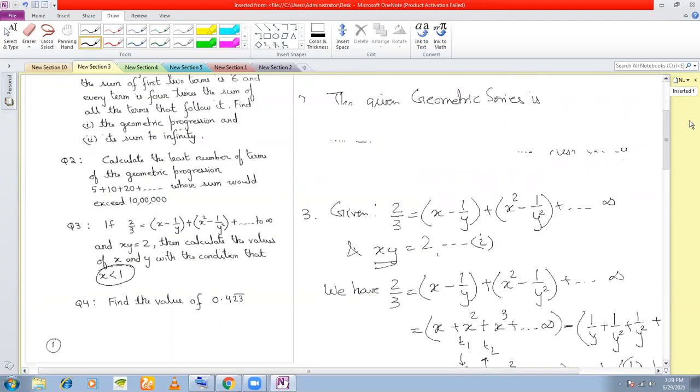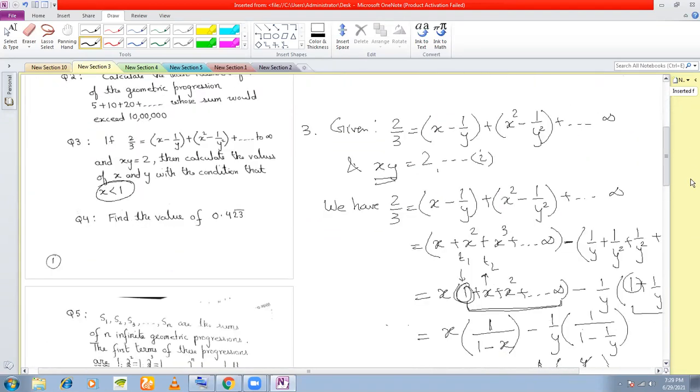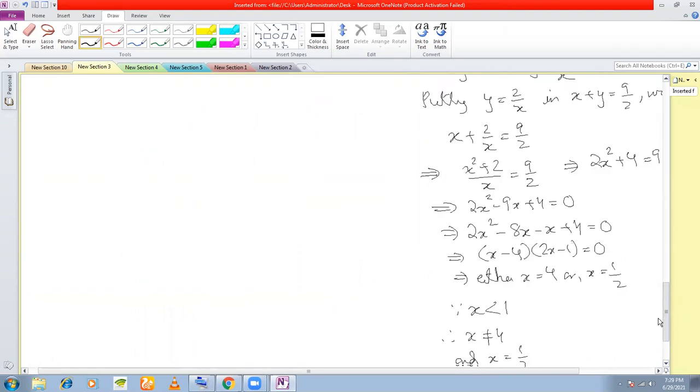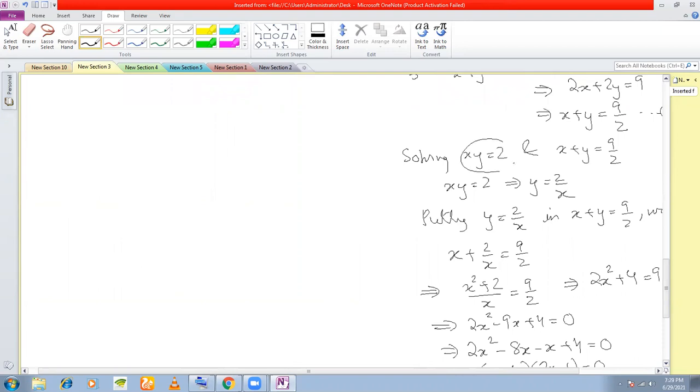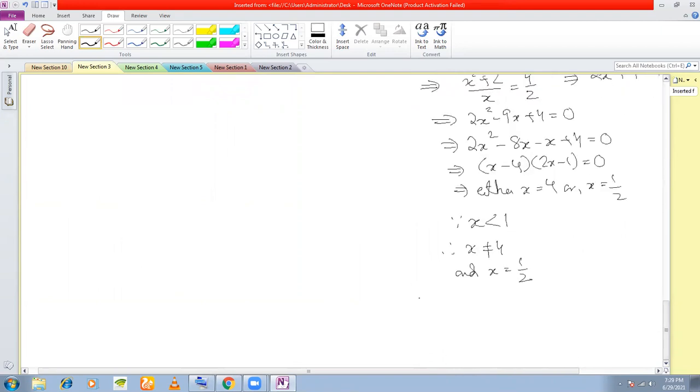What you have to find here? Calculate the value of x and y. So once you get the value of x as half, you can easily calculate the value of y. xy is equal to 2, right? So xy is equal to 2 means put the value of x here, half y is equal to 2. That means y is equal to 4. So what are the values of x and y? x is equal to half and y is equal to 4.